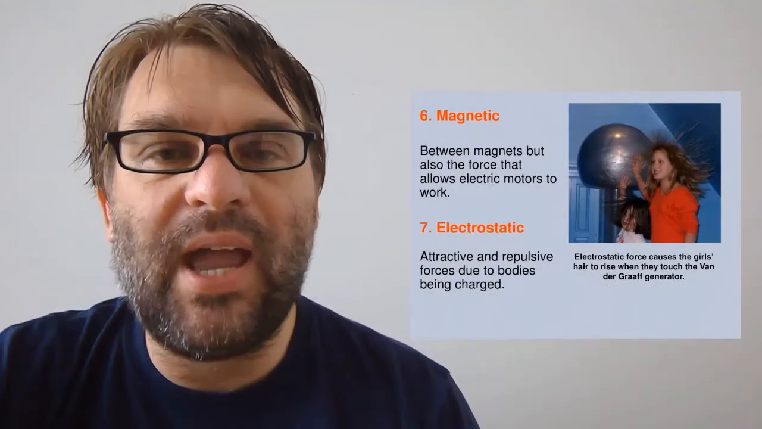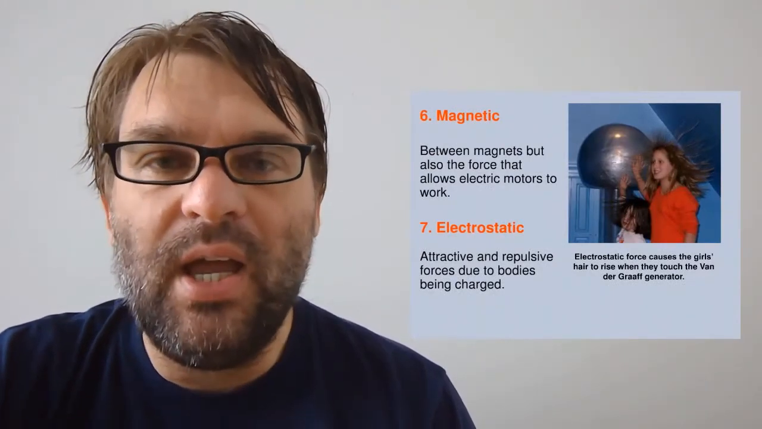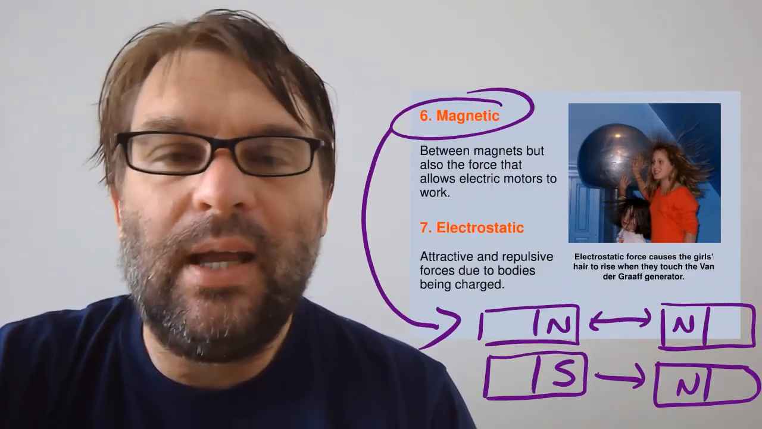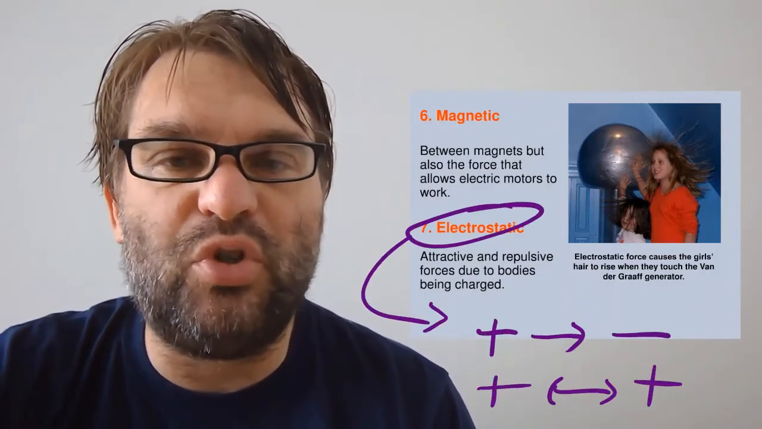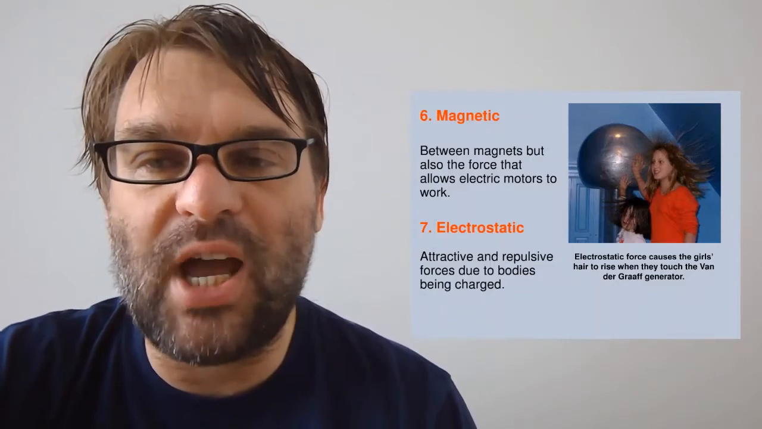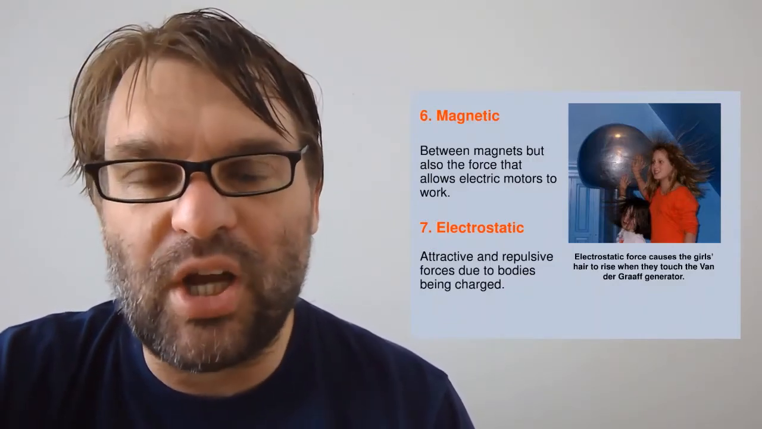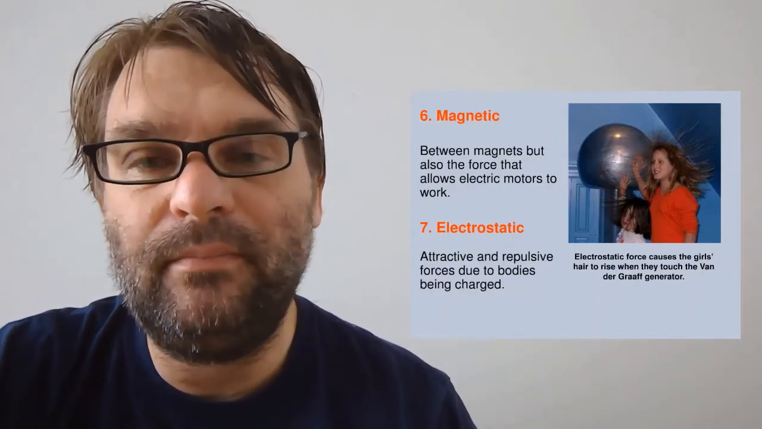Then finally, we have the two last ones, which are magnetic force and electrostatic force. So magnetic force, as it says, is the force between magnets, and electrostatic force is the attractive or repulsive forces due to objects being charged. So for example, two like charges will repel, and two unlike charges will attract. And that is your introduction to forces.